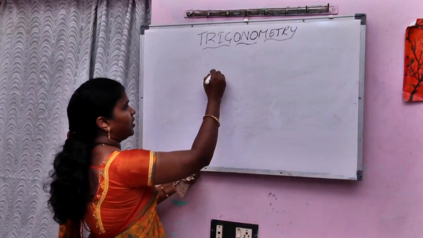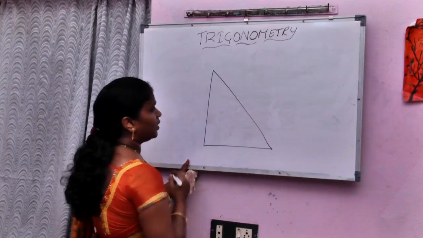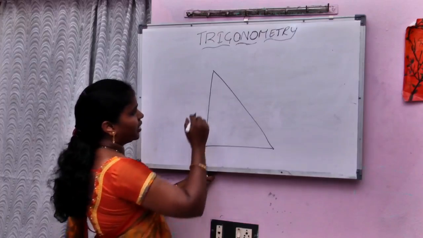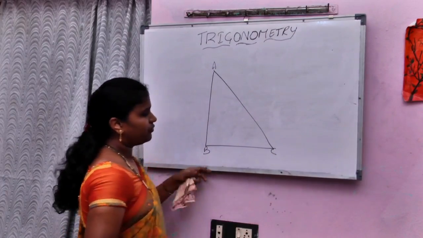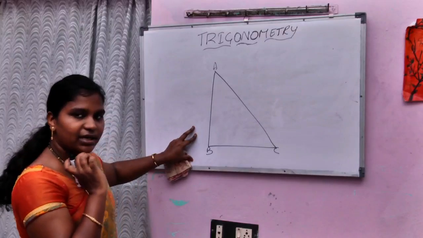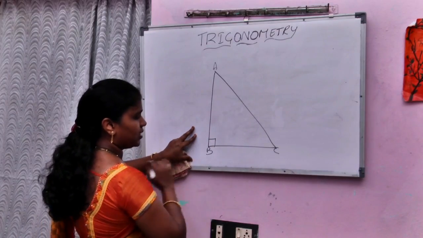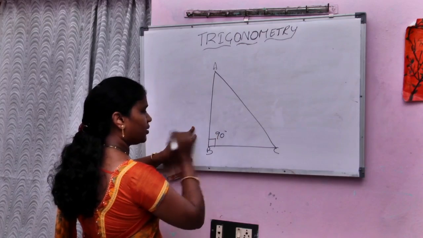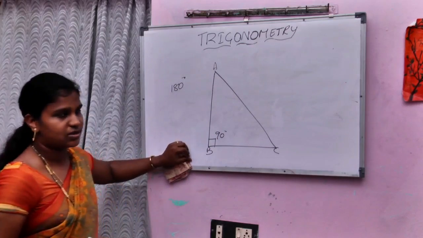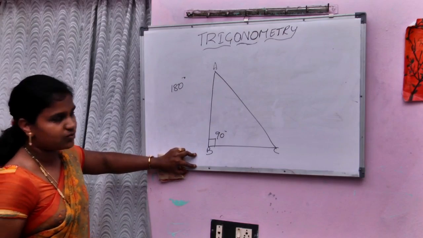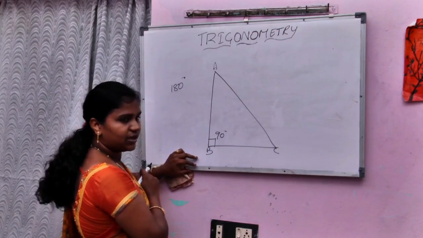Let us consider a right angled triangle. Now let me name the right angled triangle as A, B, C. If you observe, in a right angled triangle one of the angles is 90 degrees. At B the angle is 90 degrees. We know that the sum of the angles of a triangle is 180 degrees. And in a right angled triangle, one of the angles is 90 degrees.